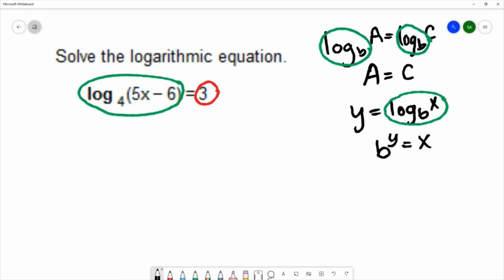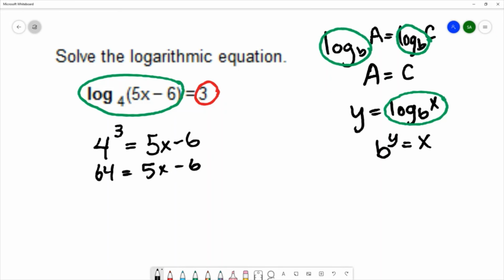So let's convert this log equation to an exponential. It has a base of 4, so the base of the exponent will be 4. The log always equals the exponent, so we'll have an exponent of 3. And this expression is going to equal the expression inside of the log. That's the pattern that you follow every time you convert the log to an exponential. Then let's work out what 4 to the third power is. 4 to the third power is 64.